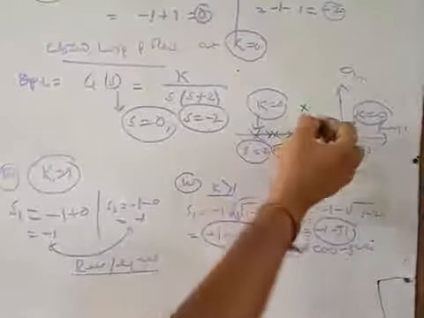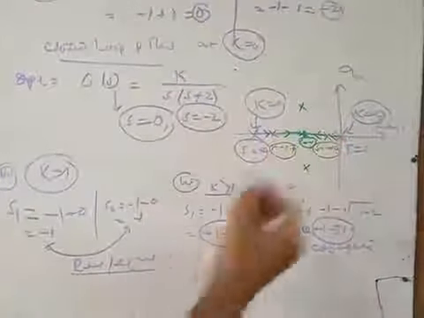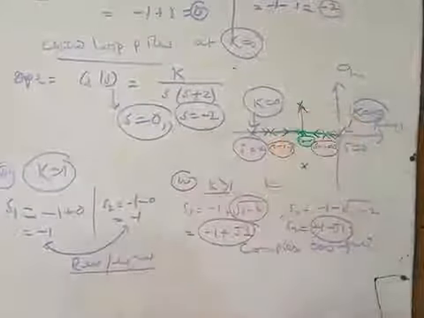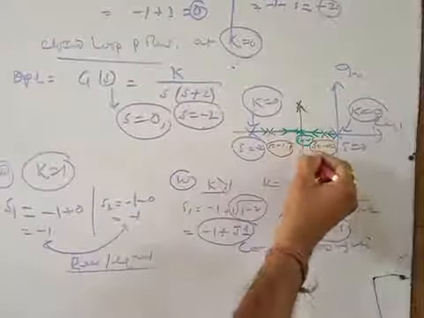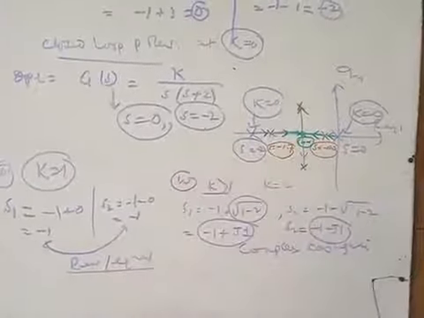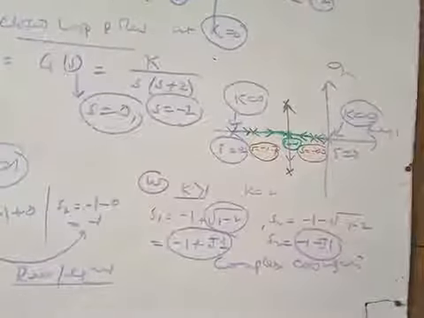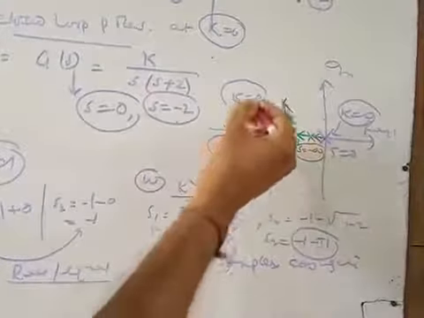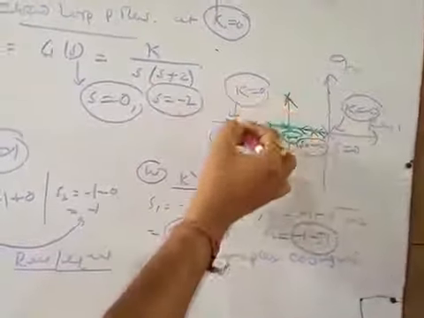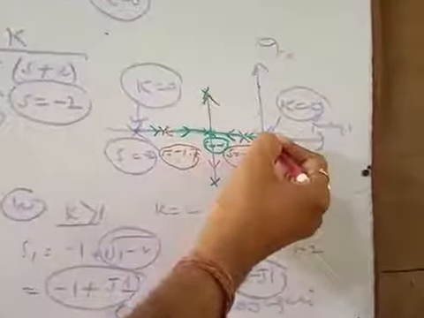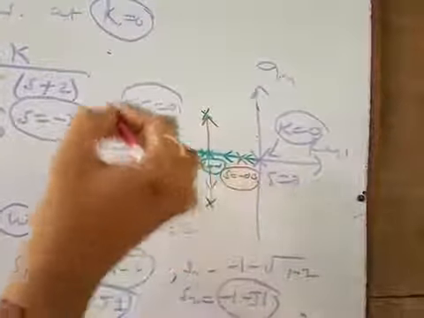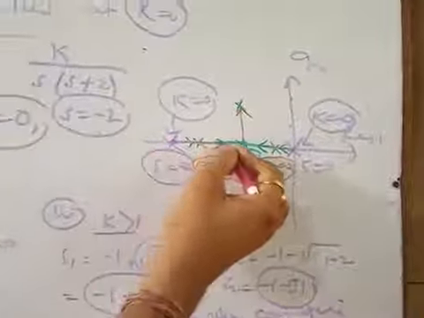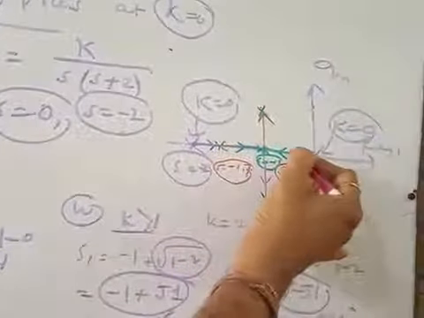That means you can see this is the direction of one pole and this is the direction of the path of the other pole. So what can I conclude from this graph? Starting from the open loop gain, this gain K equal to 0, these were the pole locations on the real axis. Now when K is increasing, the poles are moving towards this direction and these poles are moving towards this direction.